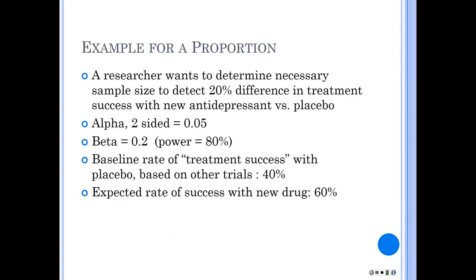So for a proportion example, we have a researcher who wants to determine the necessary sample size to detect a 20% difference in the treatment success with a new antidepressant versus placebo. So our alpha, again, assuming a two-sided test, we're setting at 0.05, so our gold standard. Beta then is 20%, meaning our power is 80%. So the baseline rate of treatment success with placebo, based on other studies, is around 40%. So with a 20% difference, and we want our new drug to be better, we expect a rate of success with the new drug of 60%.